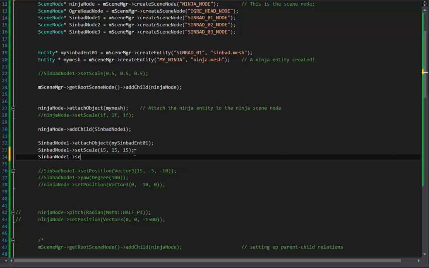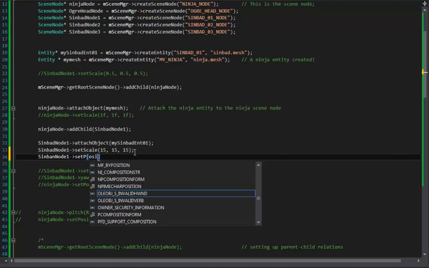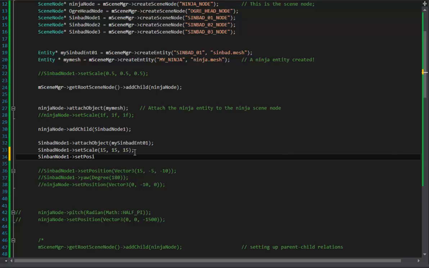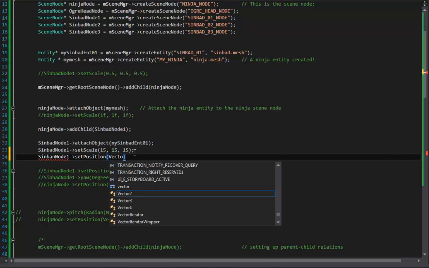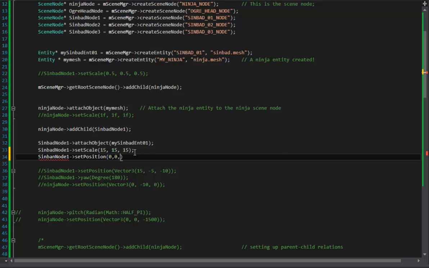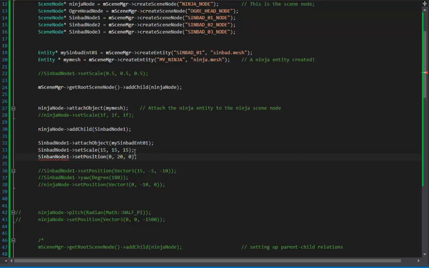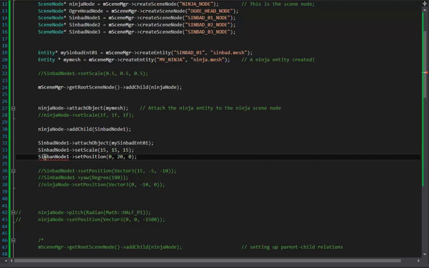So set position, and for set position, let's just not use vector 3. So we say, I want it to go up, I don't know, maybe 10 units, and we'll see if that's 20 units, and then 0. I'll see if that is too much or too little. We'll fix that. Yep, Sinbad, not Sinband.